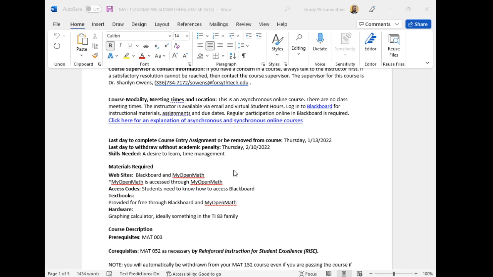All of the course materials can be accessed through Blackboard. We use a platform called MyOpenMath, but MyOpenMath is integrated with Blackboard and it's single log-on. You do need a calculator. This class is probably more important than others.